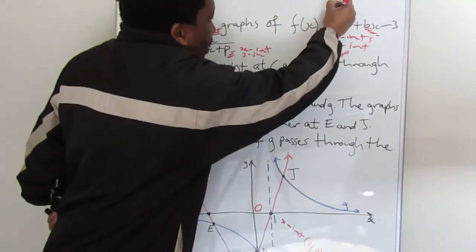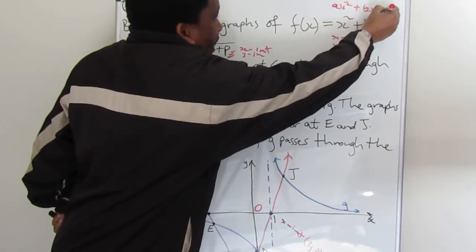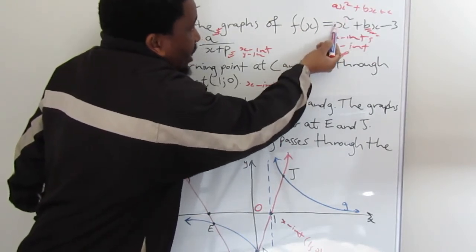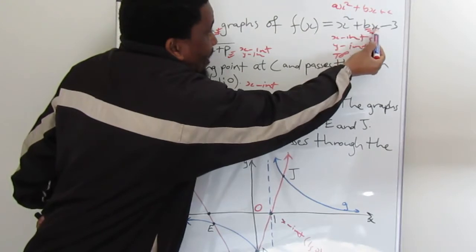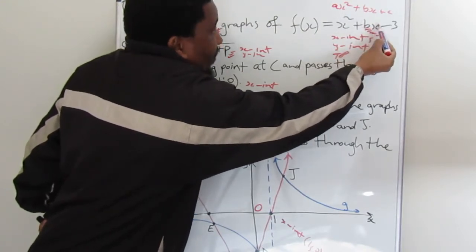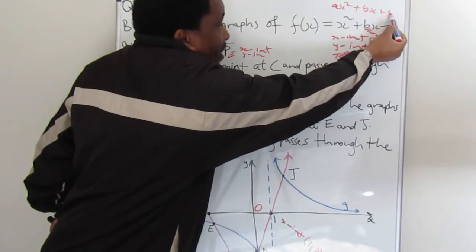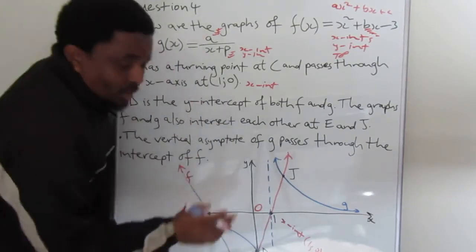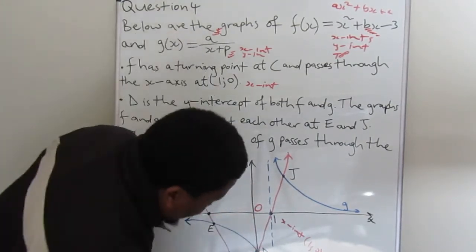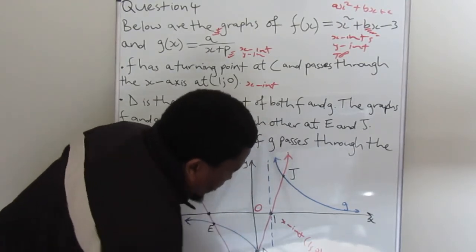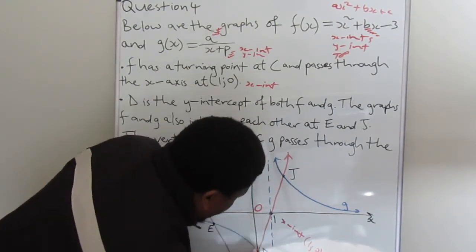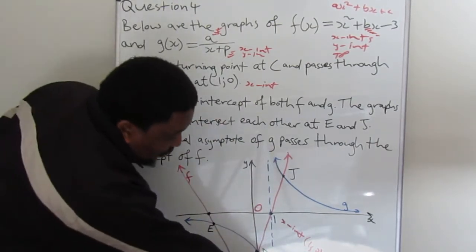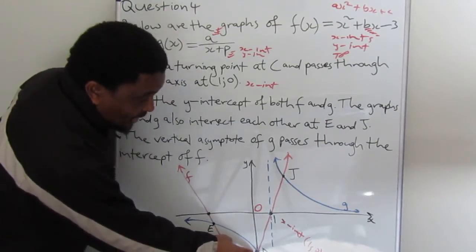Now, if I've got ax squared plus bx plus c, and then y is equal to ax squared, a here is 1, I can see, plus bx, b here I'm not given, minus 3. So minus 3, that's my c, that's my y-intercept. So at this point, I know that x here is 0, and then my y there is minus 3. So I've got my coordinates there.